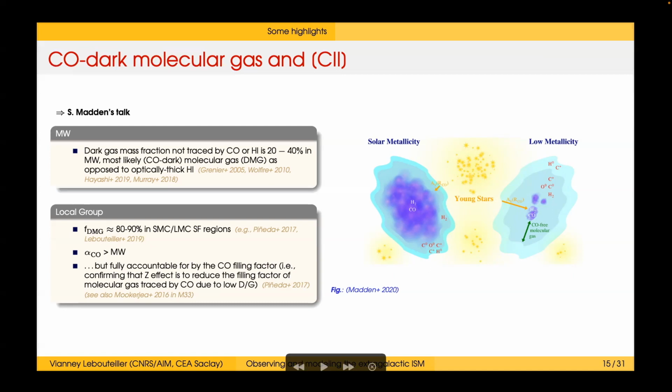At solar metallicity, you have H2 and CO here with a layer of C+, atomic hydrogen. At low metallicity, because the dust abundance is lower, the UV photons are able to penetrate deeper and photodissociate CO while H2 remains self-shielded, leaving a layer of molecular hydrogen with no CO here and small CO clumps. So this seems to be confirming the results that we find.